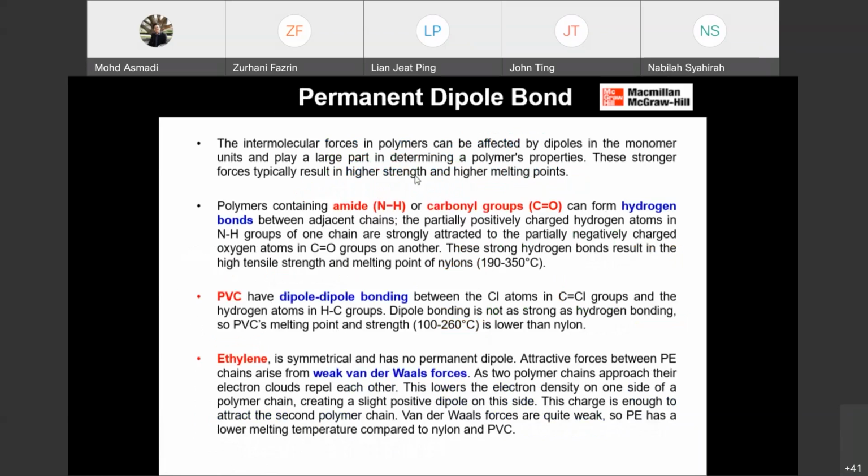So this is the explanation about polymers that can form hydrogen bonding, like amide and carbonyls with the adjacent chain. You can read this one. Look at PVC, with dipole bonding between C and Cl. All of this you can read. I just explain the concept of the bonding. Any questions?